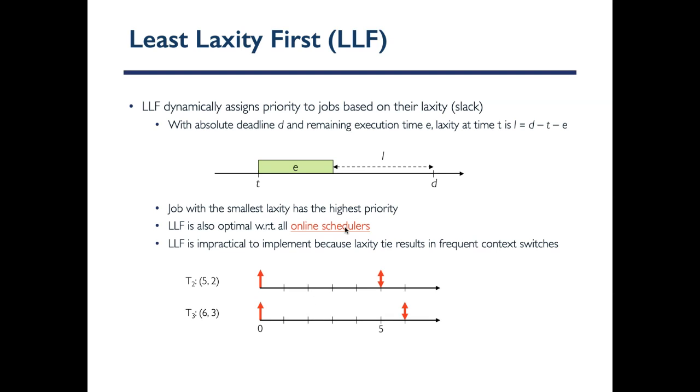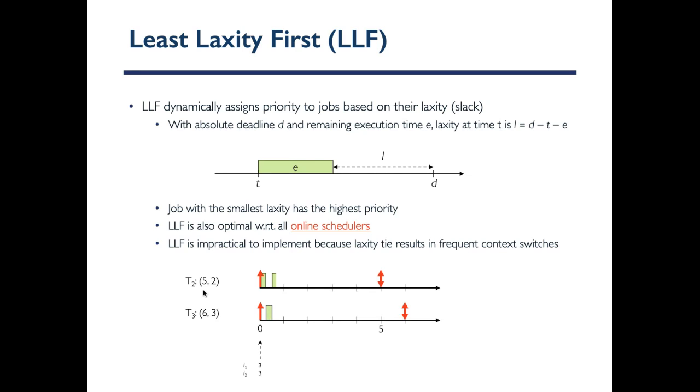Let's say you have 2 tasks with different deadlines and different executions. Now at time 0, what is the laxity of task 2? So the deadline is 5, the execution time is 2, and t is 0. So the laxity equals 3. What is the laxity for T3? It is 6 minus 3 minus 0, which is also 3. So both of them have the same laxity. So at this point, we have to do a tie breaking.